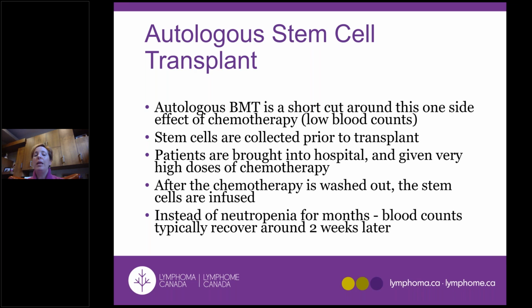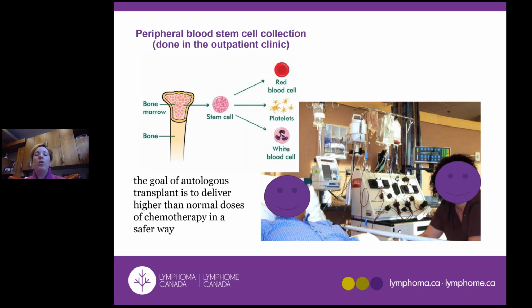The idea is that we collect your own stem cells, which are kind of like the factory cells in your bone marrow, and put them in the freezer. Then we give you a very high dose of chemotherapy. That would not be practical without having those stem cells to give you back. So instead of neutropenia or low white blood cell count lasting 4 months, blood counts can recover in around 2 weeks because we've given you back those stem cells or those factory cells. And so the goal of autologous transplant is to deliver higher than normal doses of chemotherapy in a safe way.